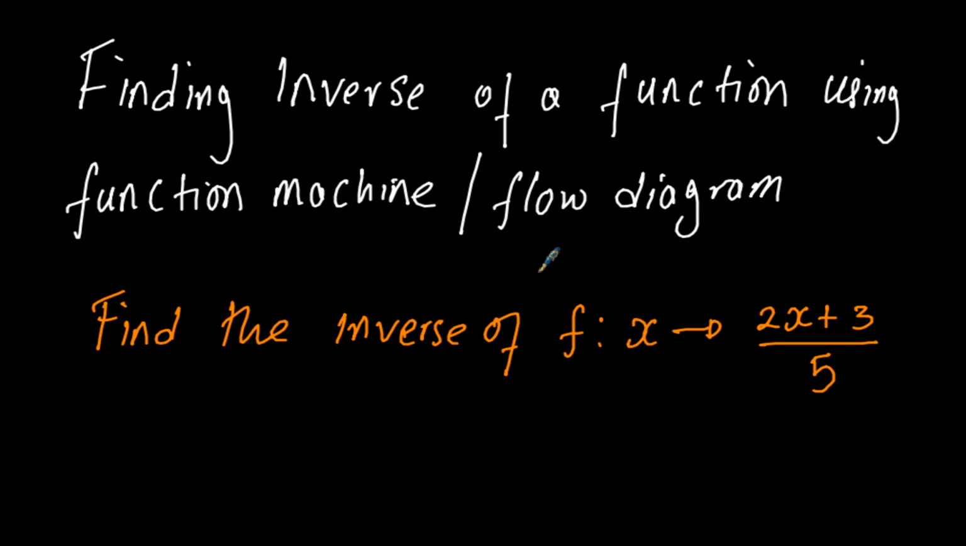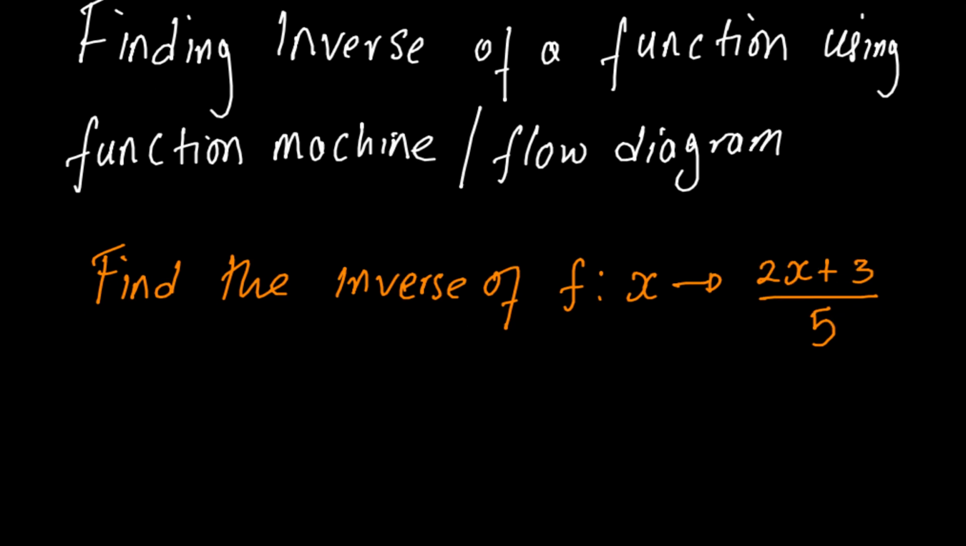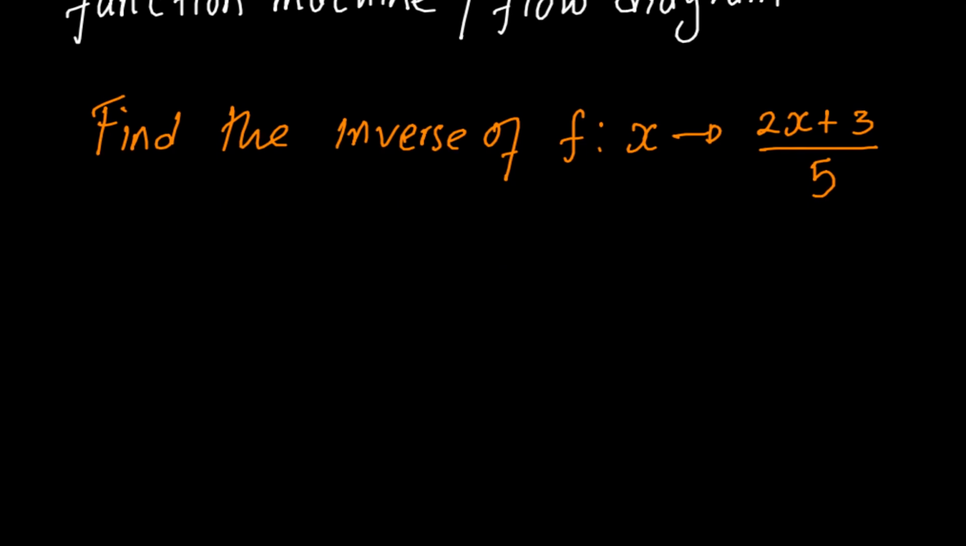Hello, in this video we are learning how to find the inverse of a function using a function machine, or we can call it a flow diagram. And our question is, find the inverse of this function. So we are going to first draw the function machine describing this function, that x has been multiplied by 2, and then we add a 3, and the whole expression we divide by 5. So let's write that in our function machine.